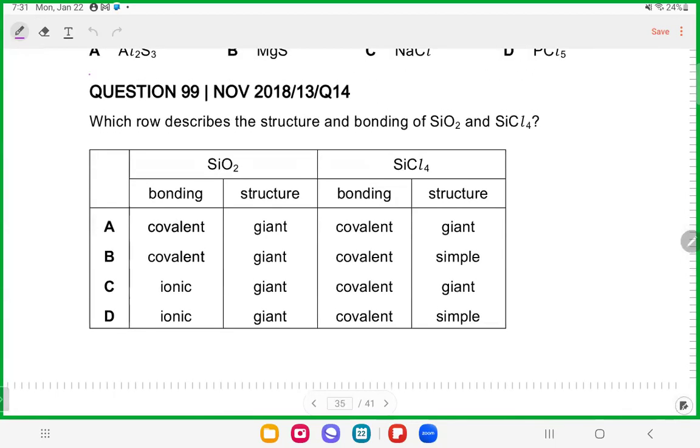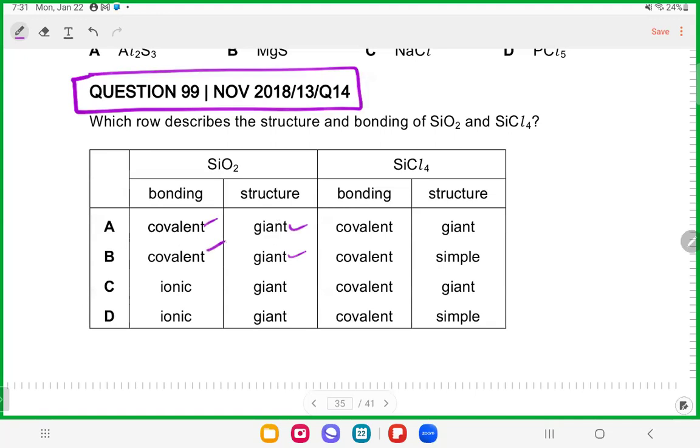Last question for today. आज का आखिरी सवाल. Question number 99. SiO2 bonding. SiO2 is giant. Yes, so it is giant with covalent bonding. SiCl4 is simple with a... So B is the right option.